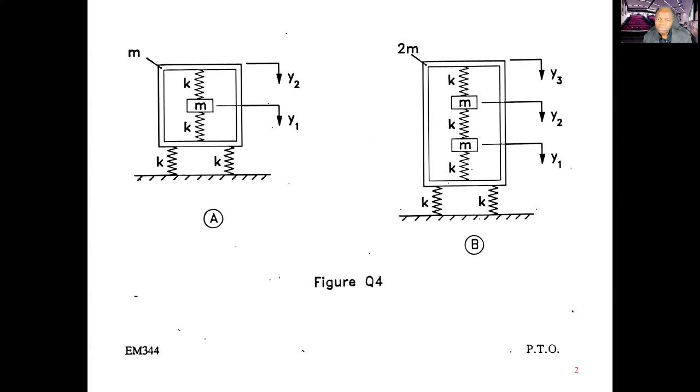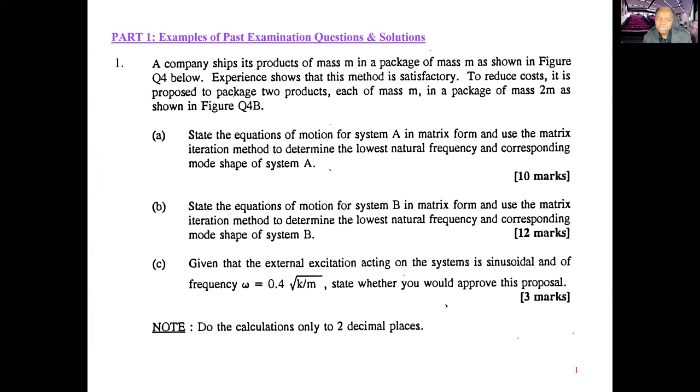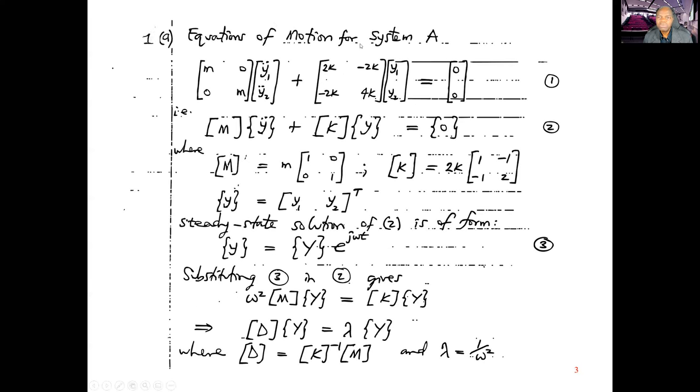Since the question did not say we should use Newton's laws or Lagrange's equation to determine the equations of motion, we can just use the stiffness influence coefficient method to write down the equation of motion straight away. So just say straight away that the equation of motion for system A is [M 0; 0 M] [y1 double dot; y2 double dot] plus [2K -2K; -2K 4K] [y1; y2] equals [0; 0].